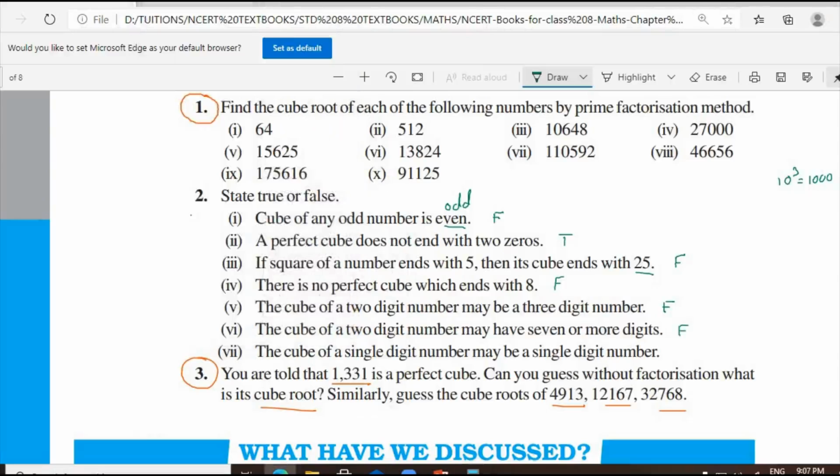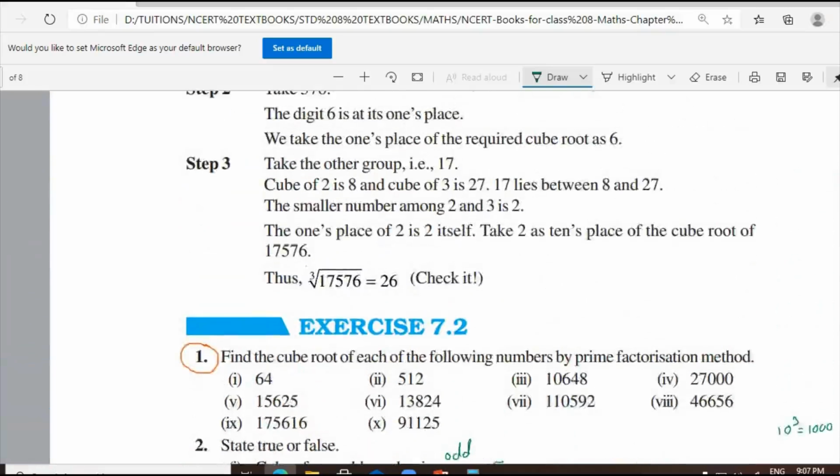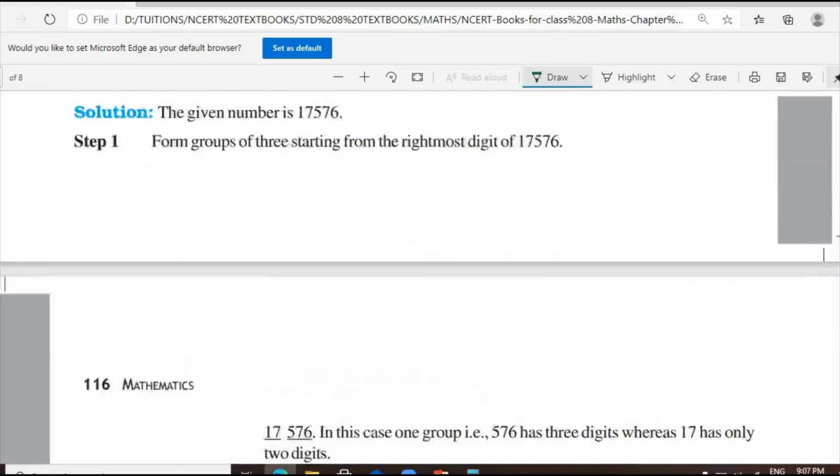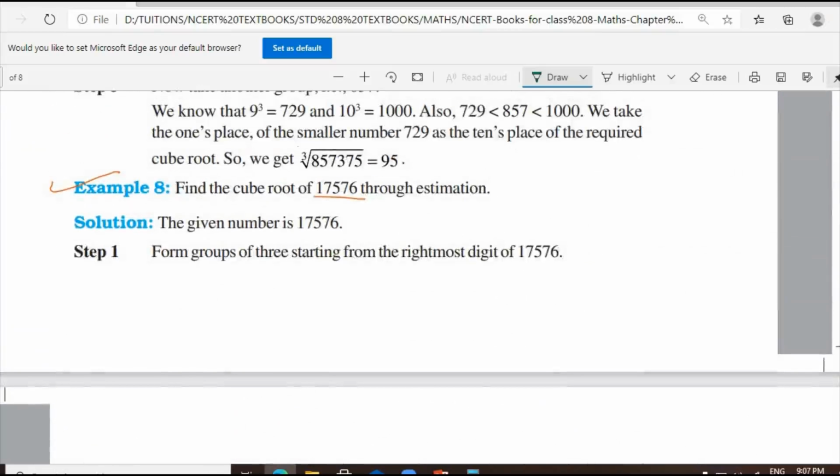The cube of a single-digit number may be a single digit. Okay, let us take 1. 1 cube is 1, 2 cube is 8. So you can see a single-digit number can have a single-digit cube. True. So we solved the true and false questions. Now only these 5 sums remain to be solved: 1, 2, 3, 4, and this example, number 8. Let's do those sums, friends.